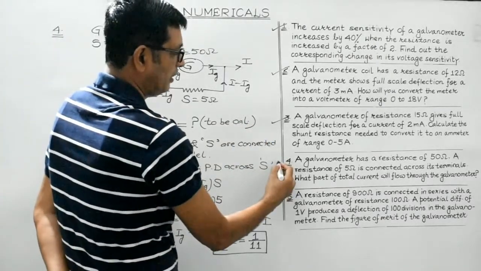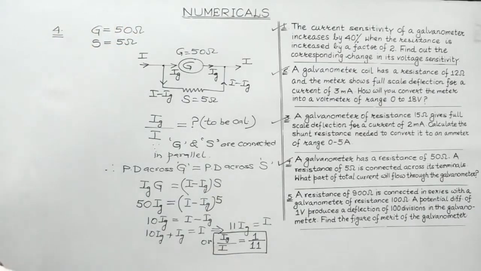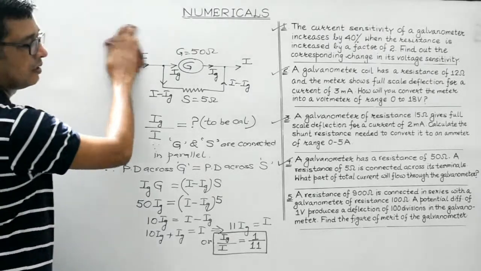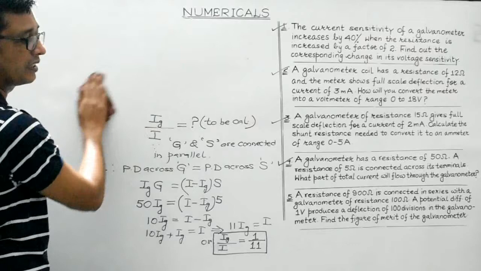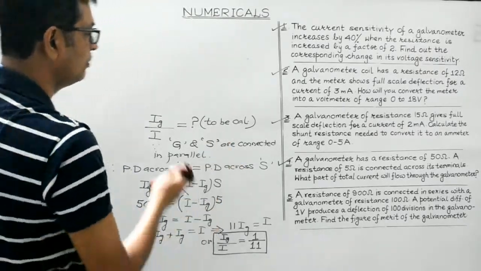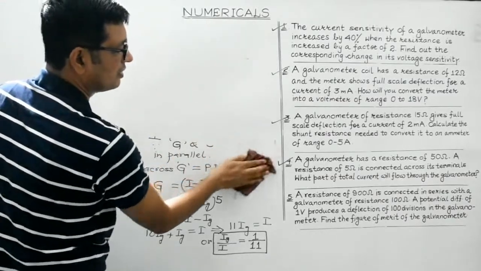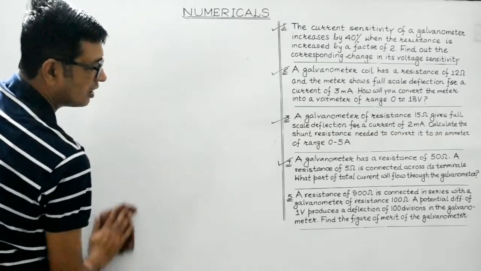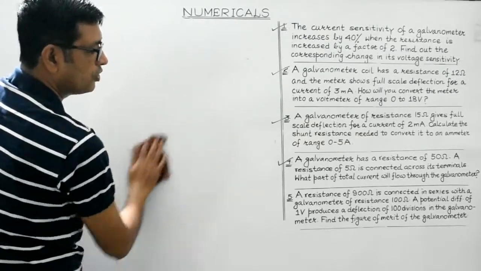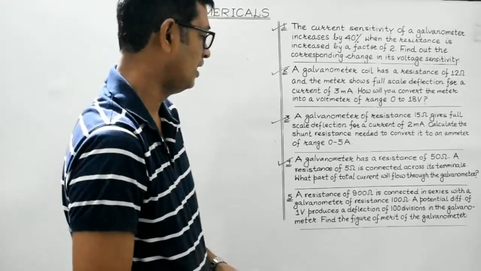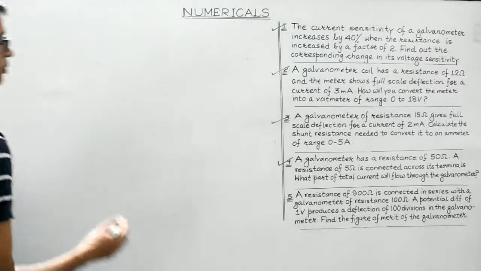So this was again a very, very good question. Okay, students, let's proceed to the last question then. Question number 5: a resistance of 900 ohm is connected in series with a galvanometer of resistance 100 ohm. A potential difference of 1 volt produces a deflection of 100 divisions in the galvanometer. Find the figure of merit of the galvanometer.